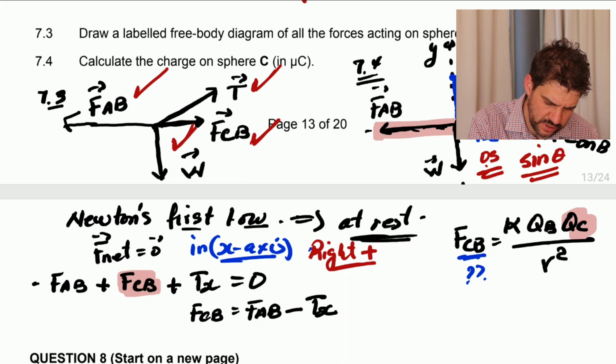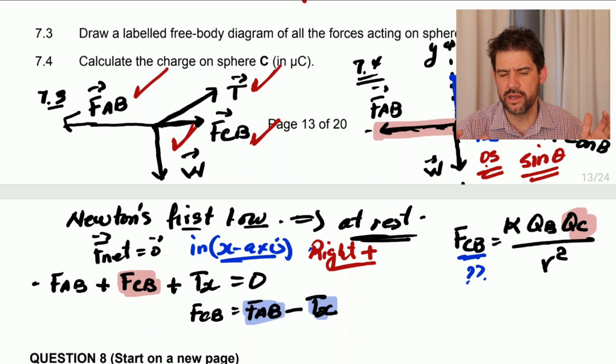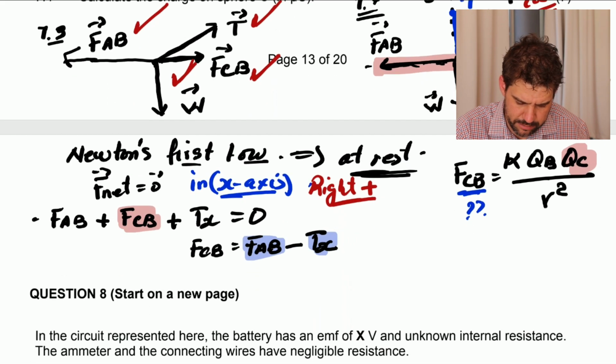And we are almost done. All we have to do is now to calculate the force from A on B and the T in X. You can work all in one equation or you can calculate it separately. It's entirely up to you guys. I'm not going to impose this one.